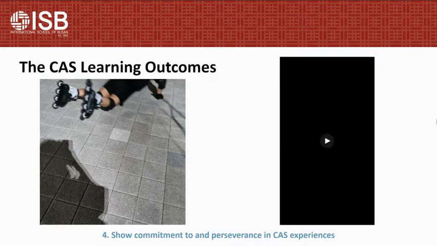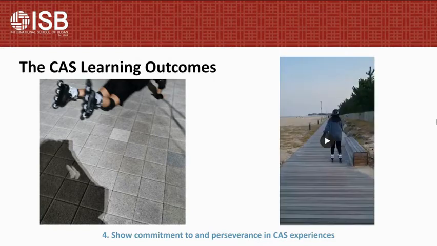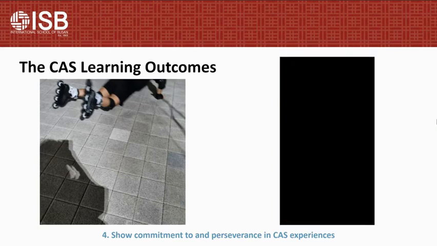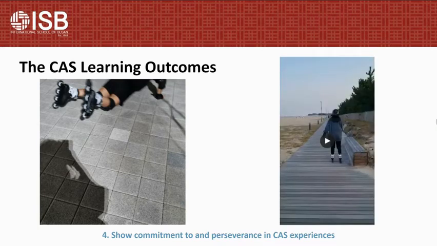This is one of my favorite pictures a student submitted, a picture of them falling down after they went roller skating. And I think this is a great example of learning outcome 4, showing commitment and perseverance in CAS experiences. Later on, that same student ended up submitting a video of themselves inline skating along the beach to show that they did persevere. They did keep up. They kept working at it to get better.